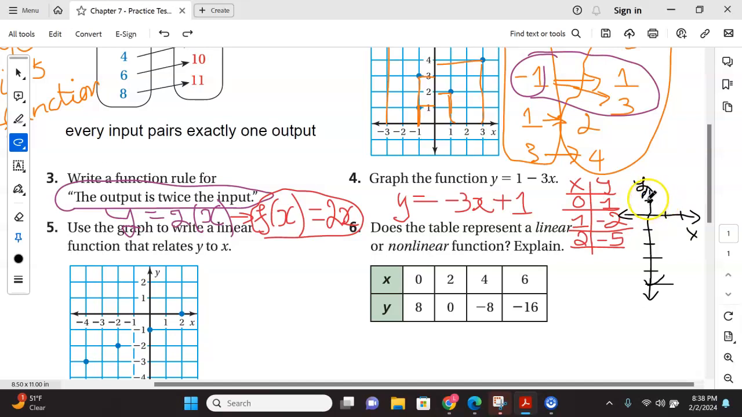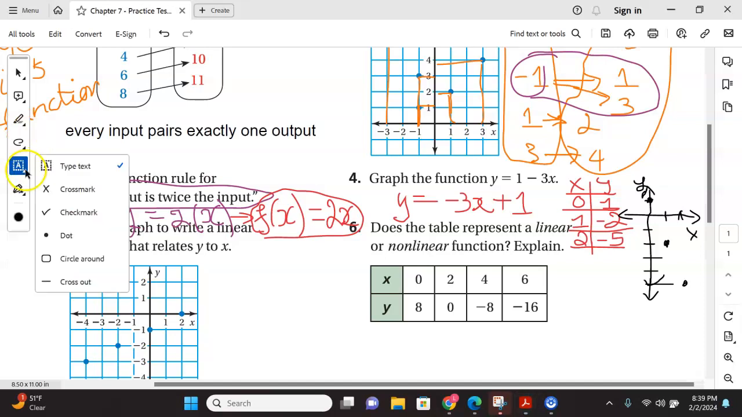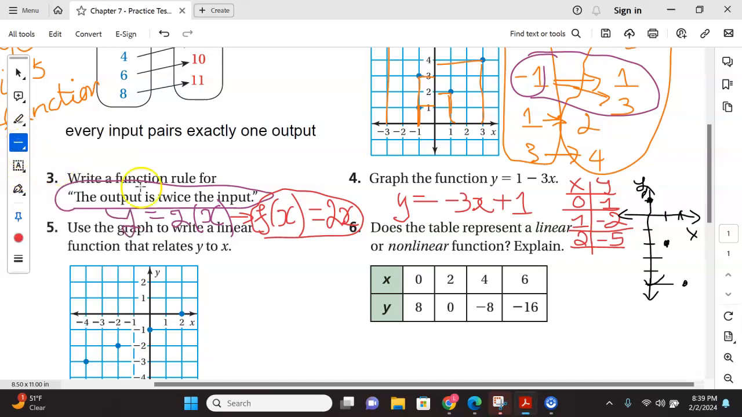That's my y-intercept. And then positive 1, negative 2: positive 1, down negative 2. That is my second point right there. And then positive 2, negative 5 is down here. From there, you can go ahead and connect your line. I'm going to connect these dots to form a line.